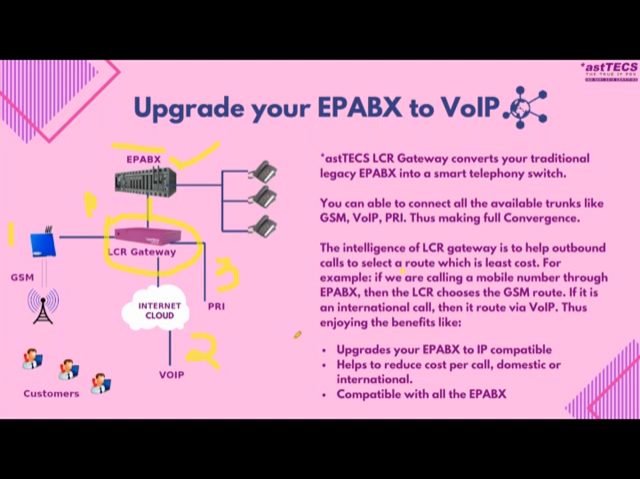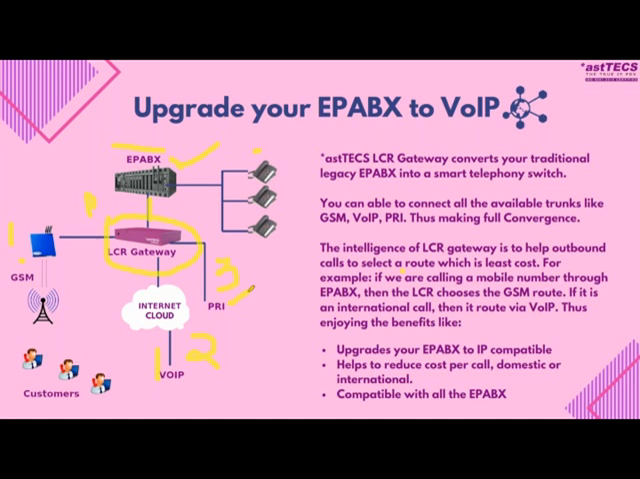It can also help you to connect the PRI. So just by connecting the LCR gateway, you can suddenly configure VoIP into this gateway. Any calls which come from your extensions, based on the LCR logic that is configured in the LCR gateway, can get routed either over VoIP, or over GSM, or over PRI. That is how the LCR gateway helps to upgrade your existing IPABX into a VoIP compatible PBX.